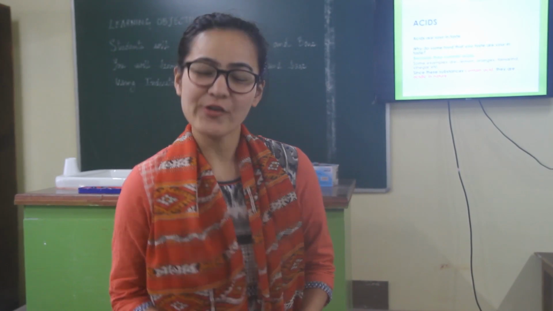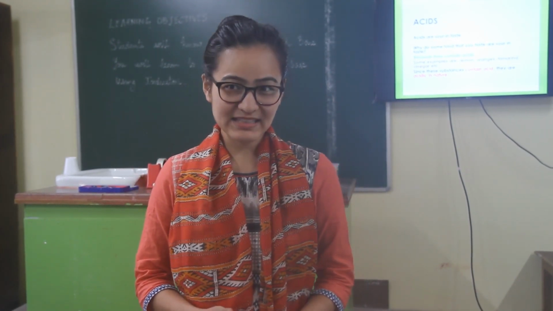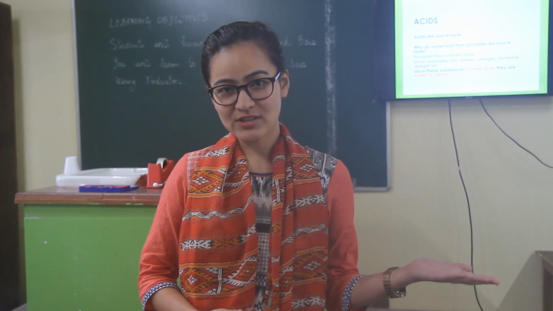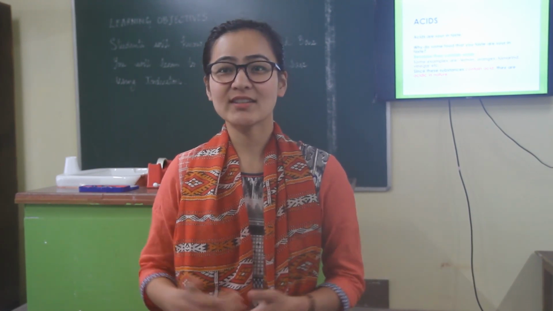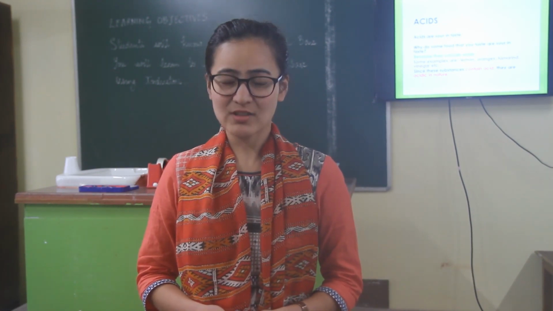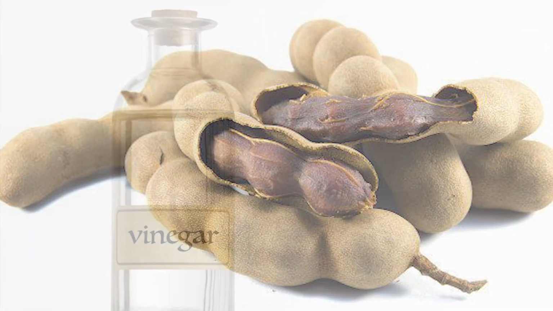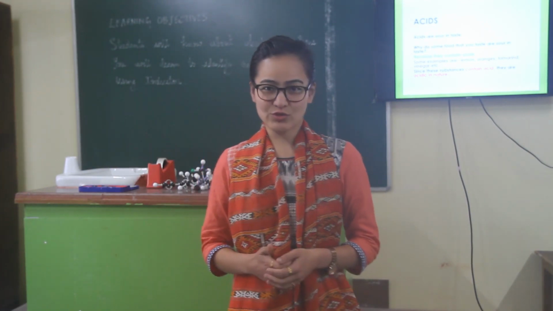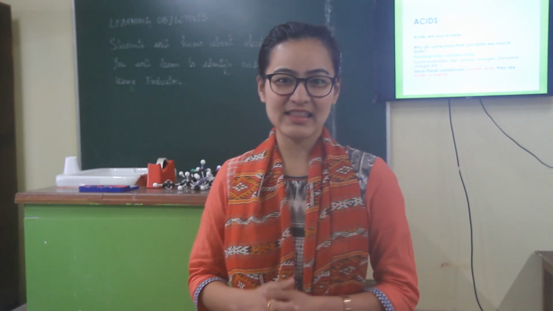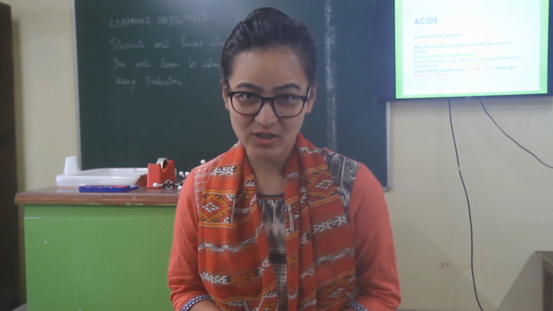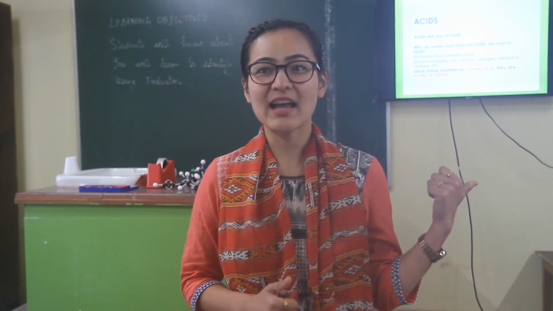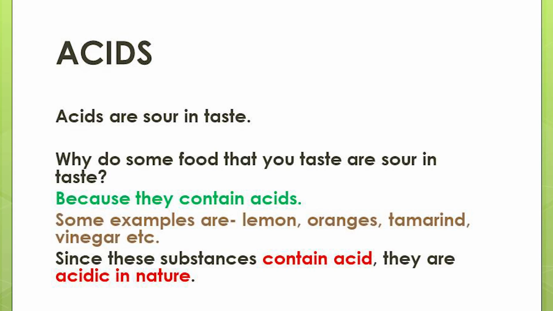Now, these fruits are not the only fruits that contain acids, students. There are other fruits and other foods in this world that contain acid in them. Some of the examples are tamarind, vinegar, etc. Now, because these fruits contain acids in them, they have acidic nature. You can see the screen behind me. I have written it down: ACIDIC, acidic in nature.